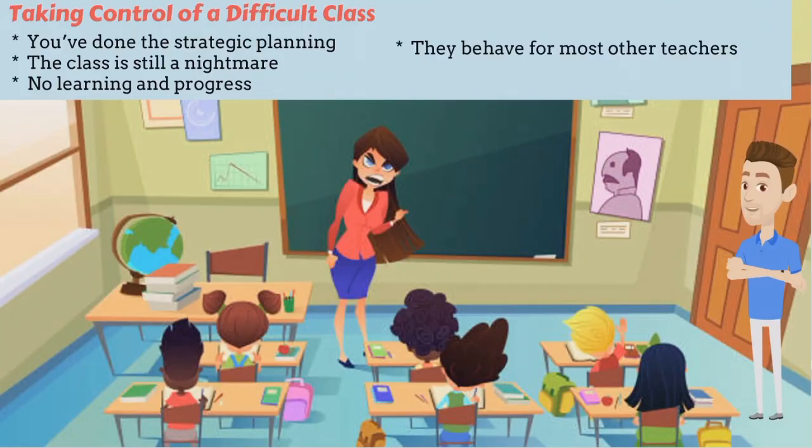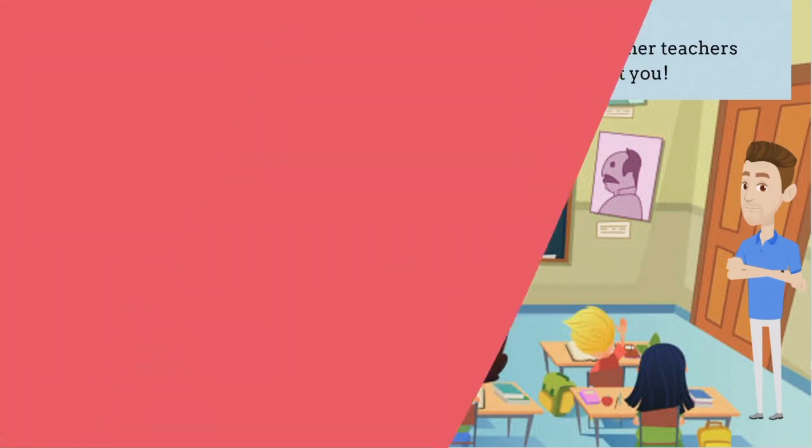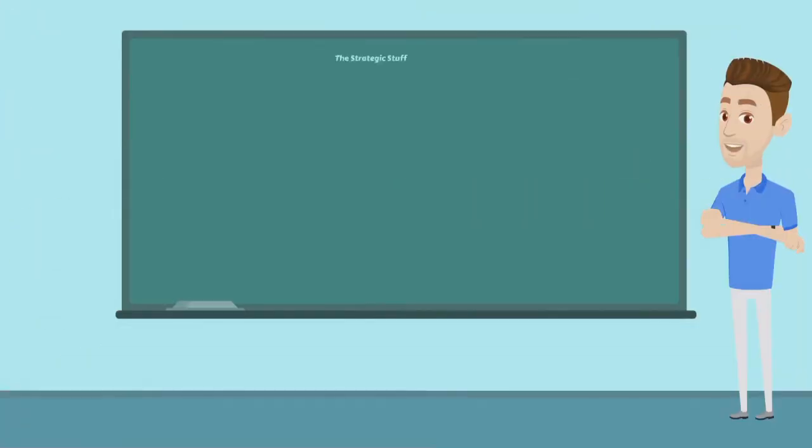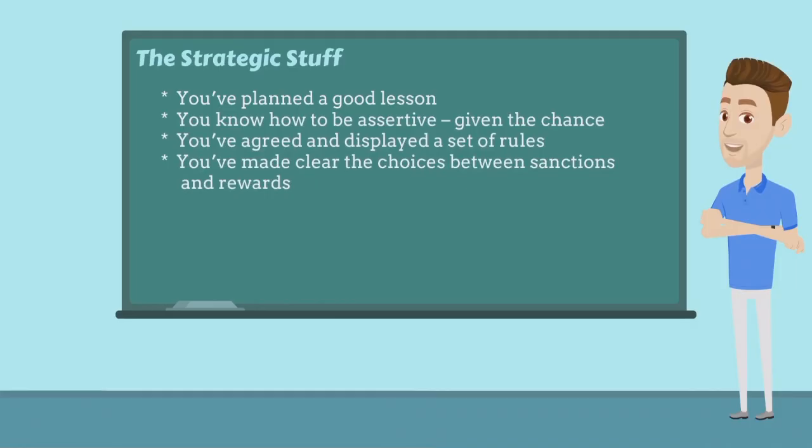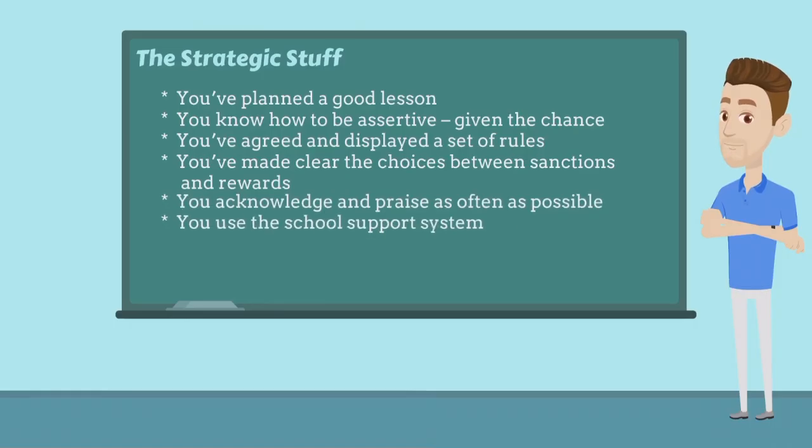However, you're not alone. There are other teachers who have problems with this class. By the way, pretty much every teacher has had such an experience, so remember, it's not you. Let's make sure we have a good handle on the strategic stuff first. You've planned a good lesson, you know how to be assertive, you've agreed and displayed a set of rules, you've made clear the choices between sanctions and rewards. You acknowledge and praise as often as possible. You use the school support system.